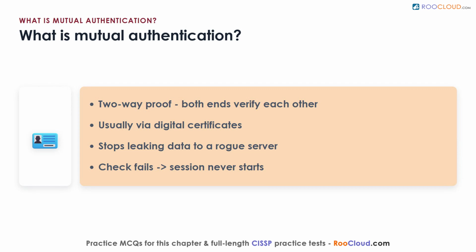Picture an employee connecting home to work over an encrypted tunnel. Both the client and the server present certificates, and if the check fails because traffic was steered to a rogue server, the session simply never starts, and the employee never hands over their credentials.